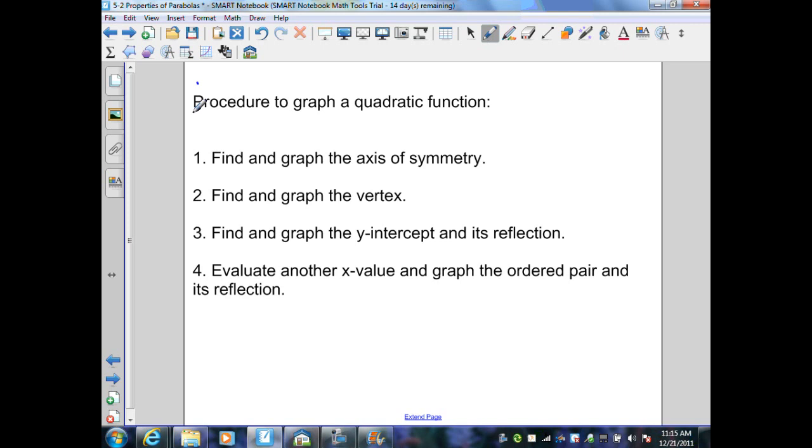Here's the procedure that we want to use to graph a quadratic function. First, we want to find and graph the axis of symmetry, and we know how to do that from the previous slides. Second, we want to find and graph the vertex. Third, we want to find and graph the y-intercept and its reflection. And last, we want to evaluate another x value of our choice, graph the ordered pair that we arrive at after we substitute into the quadratic function, and then graph its reflection.